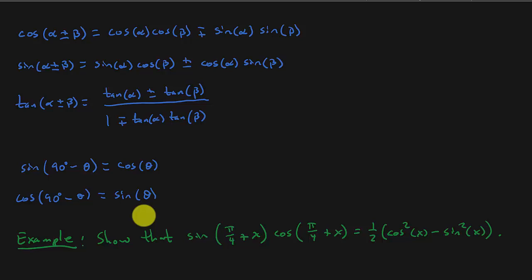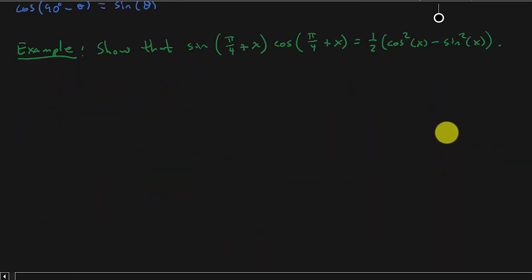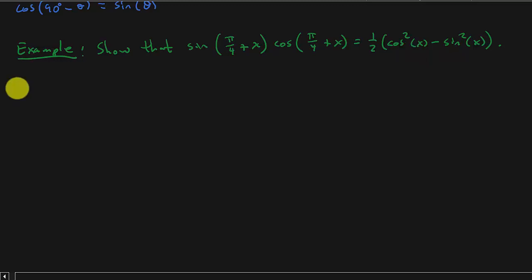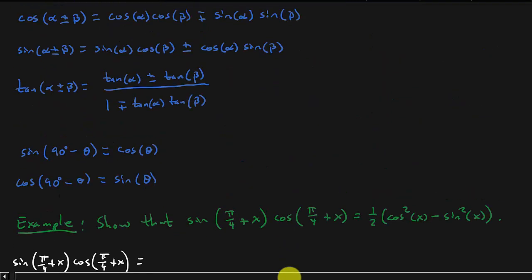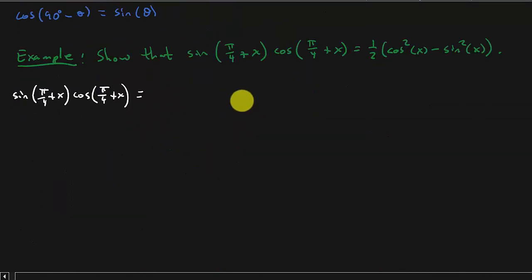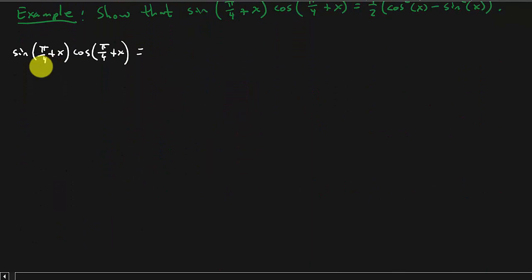All right, so let's look at this example here. We want to show that this is equal to this. So let's see how we're going to do that. Well, we're going to take the left-hand side, which is sine of pi over 4 plus x times cosine of pi over 4 plus x. So what we're going to do is use these sum and difference identities to expand each one.